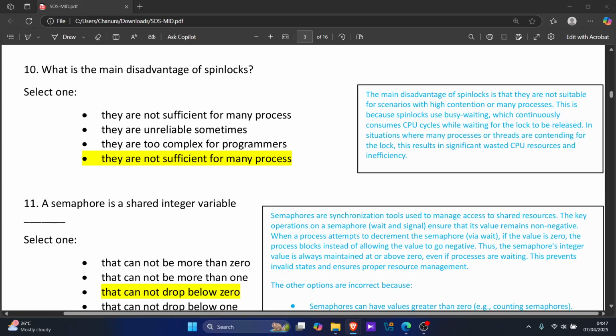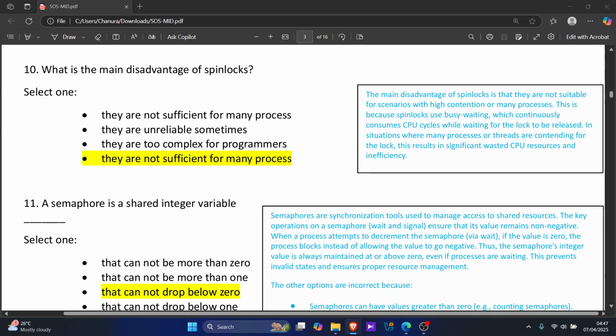Now, the options given are: 1. They are not sufficient for many processes. 2. They are unreliable sometimes. 3. They are too complex for programmers. 4. They are not sufficient for many processes. The explanation provided mentions that spin locks are not suitable for high contention or many processes because they use busy waiting, which consumes CPU cycles, leading to wasted resources and inefficiency.